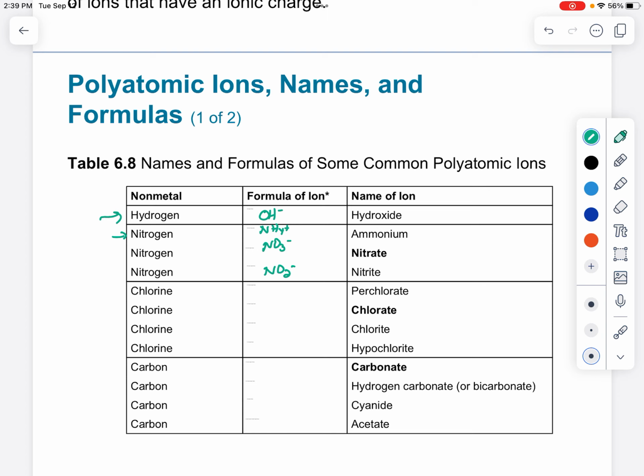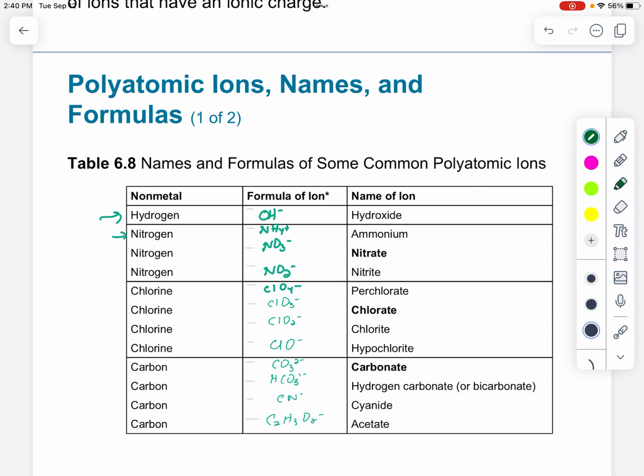Among the chlorine ones, there's perchlorate, which is ClO4-. Chlorate, which is ClO3-. Chlorite, ClO2-, and hypochlorite, ClO-. And then there's ones with carbon: carbonate, CO3 2-, hydrogen carbonate, HCO3-, cyanide, CN-, and acetate, C2H3O2-.